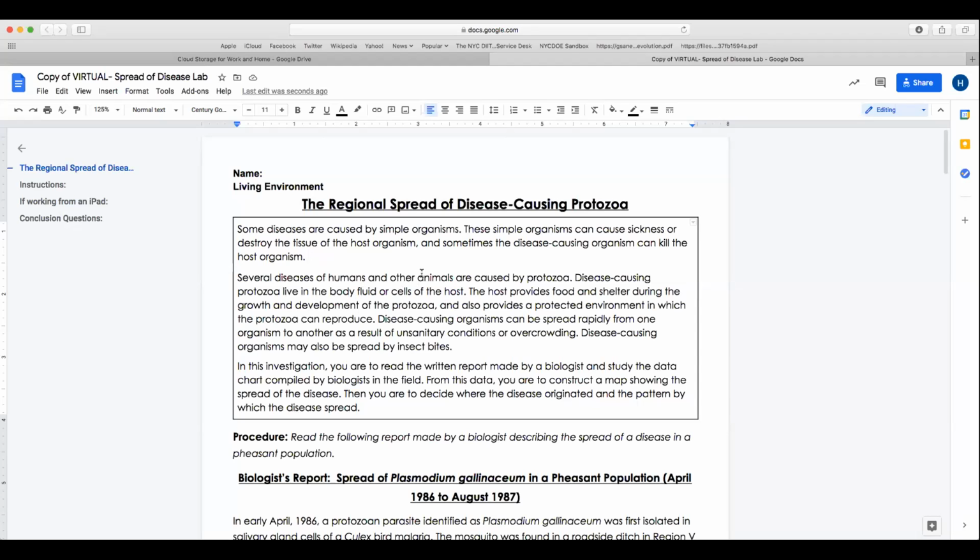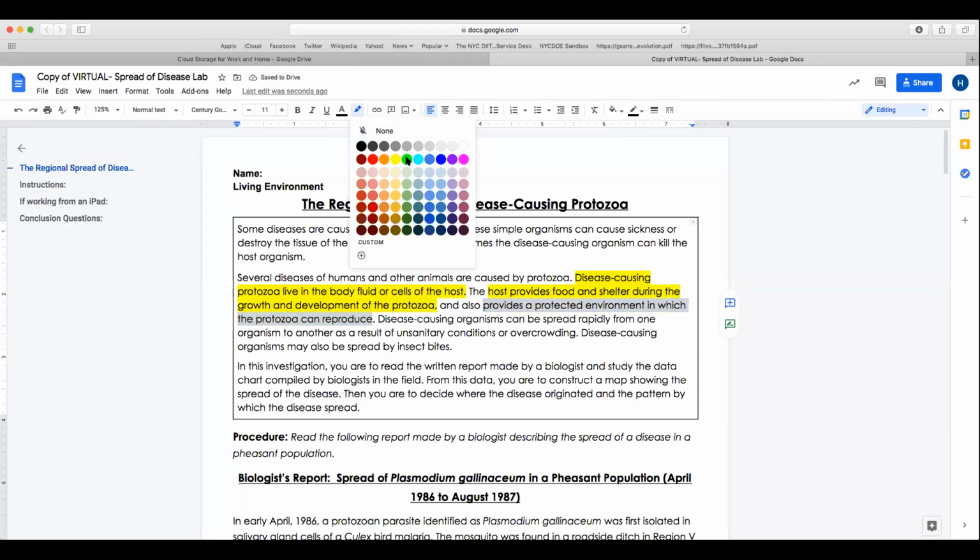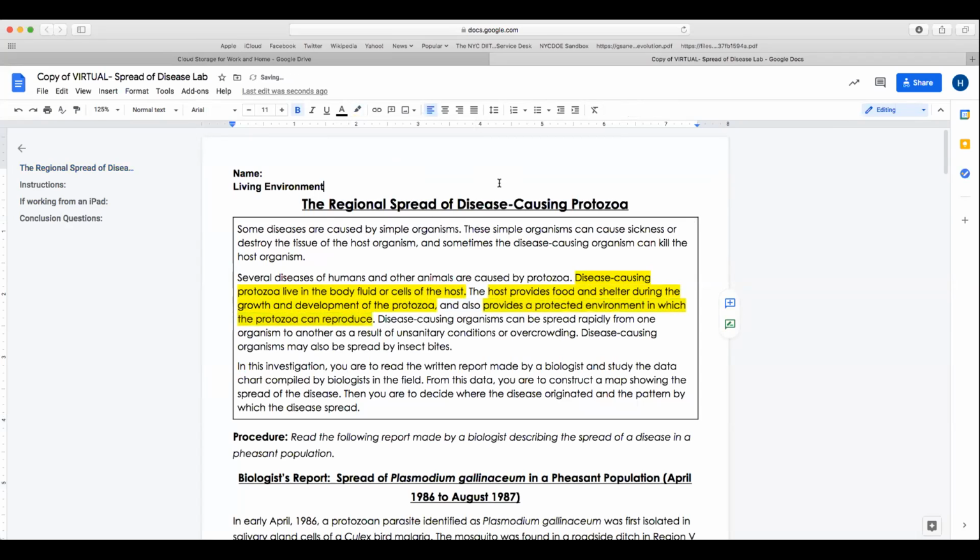Protozoa. Disease-causing protozoa live in the body fluid or cells in the host. The host provides food and shelter during the growth and development of the protozoa and also provides a protected environment in which the protozoa can reproduce. Disease-causing organisms can be spread rapidly from one organism to another as a result of unsanitary conditions or overcrowding. Disease-causing organisms may also be spread by insect bites.